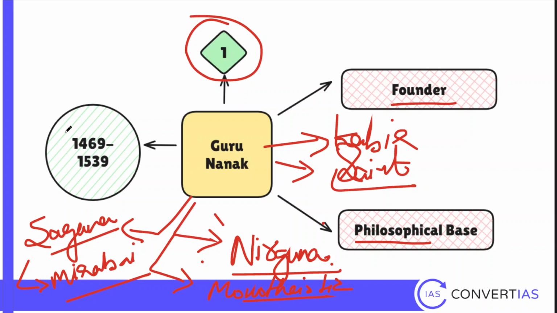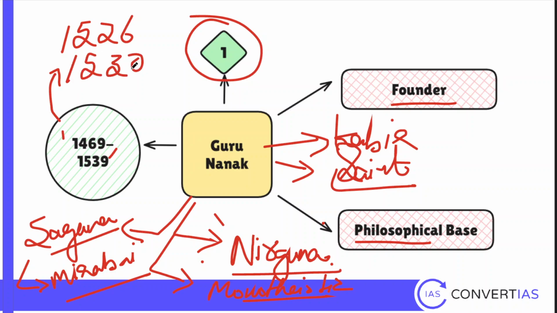And see the time period of Guru Nanak, 1469 to 1539. Now this is where you have to mark the contemporaries. Babur came to India in 1526. He died in 1530. So Guru Nanak is a contemporary of Babur. From 1530 to 1540, you have the reign of Humayun. So Guru Nanak is a contemporary of Humayun as well.